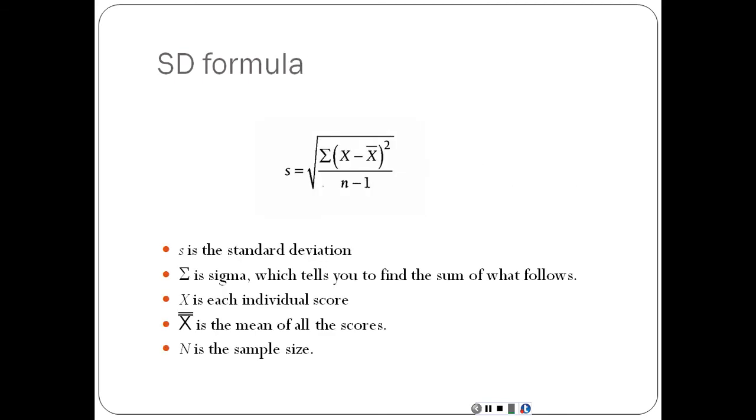So basically, this formula finds the difference between each individual score and the mean, squares each difference, and sums them all together. Then it divides the sum by the size of the sample minus 1, and takes the square root of the result. So, again, the standard deviation is an average deviation from the mean.